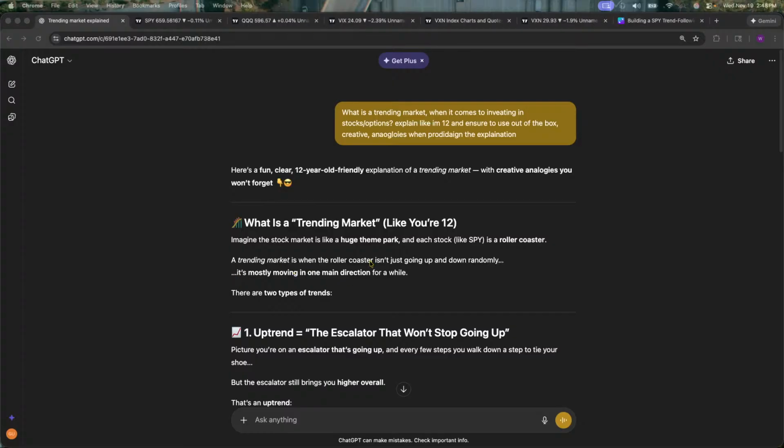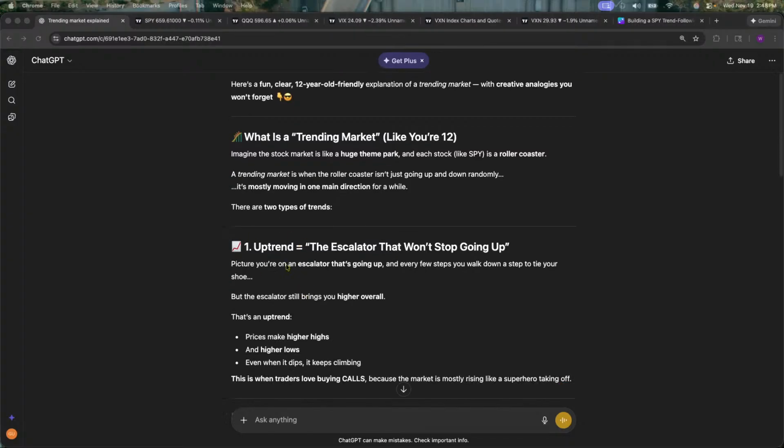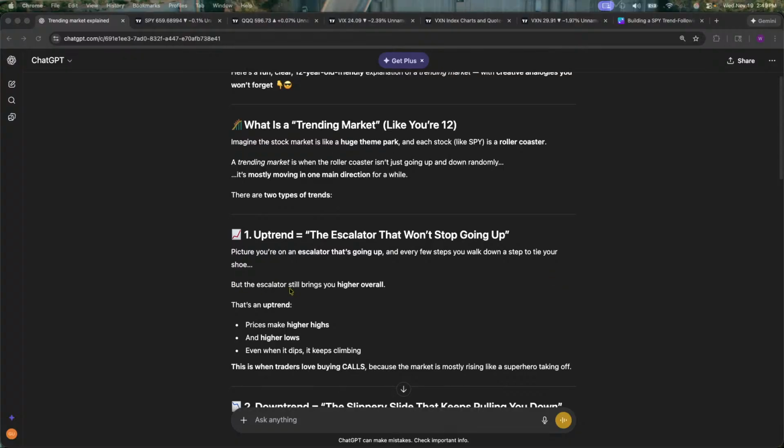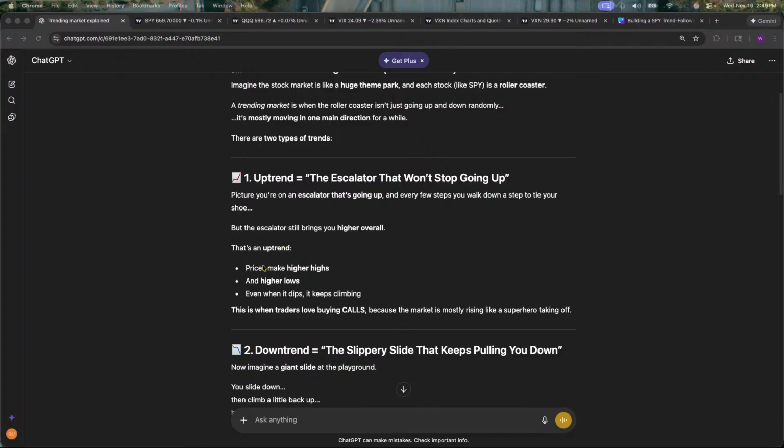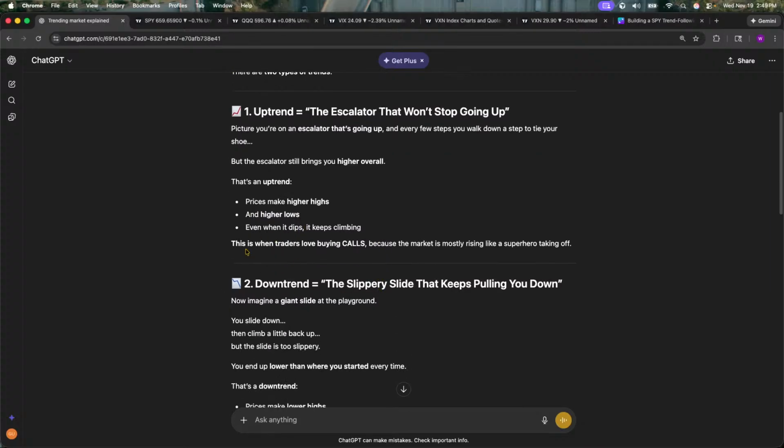A trending market is when the roller coaster isn't just going up or down randomly, it's moving in one direction for a while. There are two types of trending market. There's an uptrend, the escalator that won't stop going up. Picture you're on an escalator that's going up, and every few steps you walk down a step to tie your shoe. But that escalator still brings you to a higher level overall. That's an uptrend, right? So prices make higher highs and higher lows. Even when it dips, it still keeps climbing. This is when traders love buying calls because the market is rising like a superhero taking off.